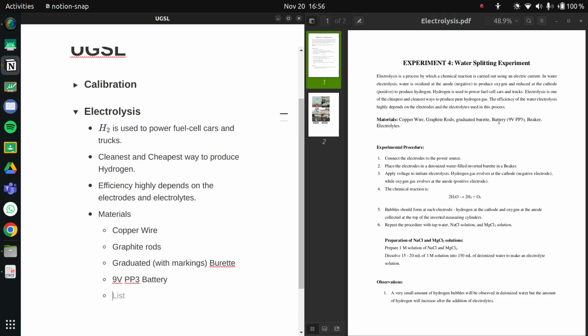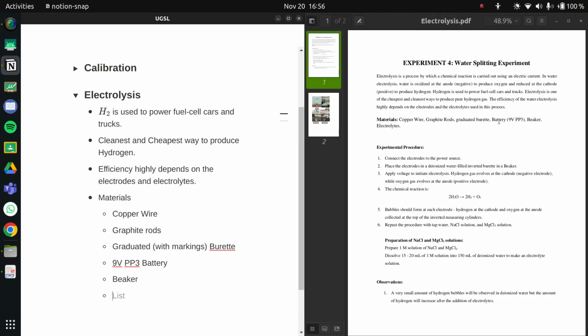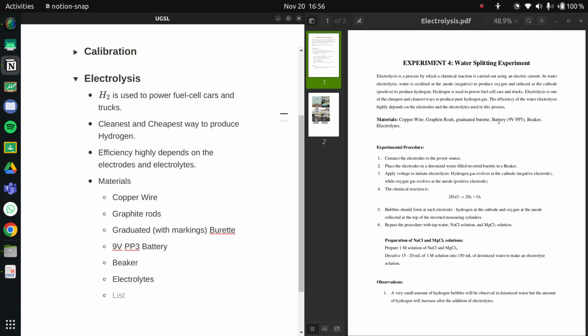And a beaker. I mean, kind of obvious. Where else will you keep your water? And obviously electrolytes. I need some electrolytes, in fact. I haven't had food for who knows how long. Actually, I just had a donut, but you know, the usual. So, the procedure. These are just materials.